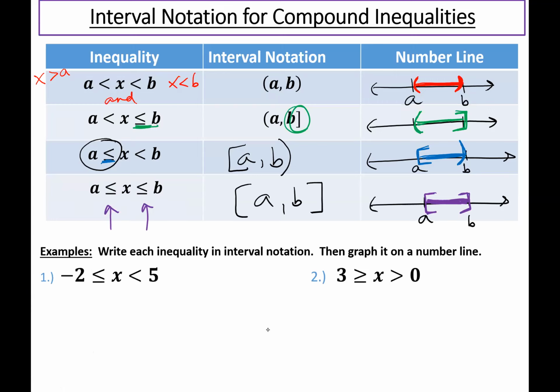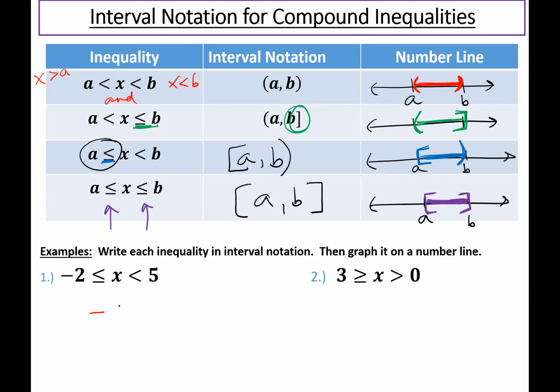All right, number one, example to do on our own. Here we go. So examples: write each inequality in interval notation, then graph it on a number line. So number one, -2 is less than or equal to X, and X is less than 5. Okay, check to see if these numbers are in order from left to right, and they are, least to greatest.